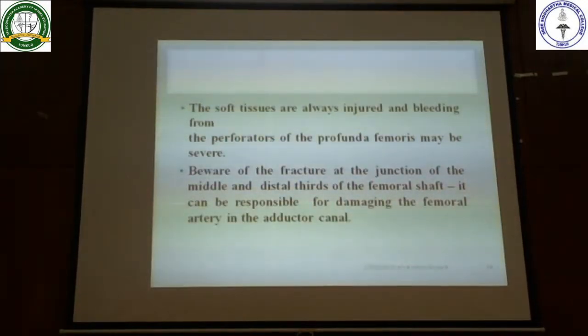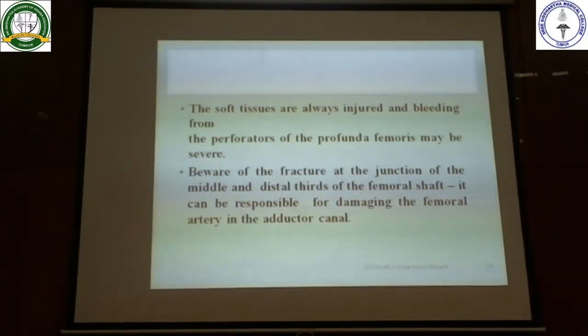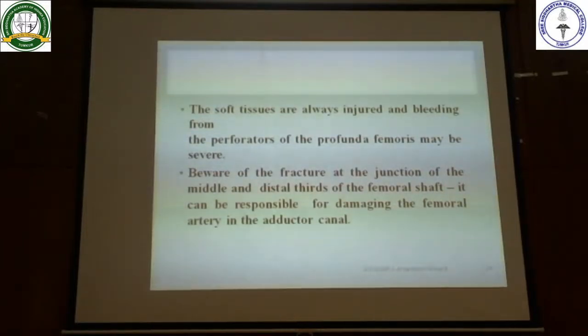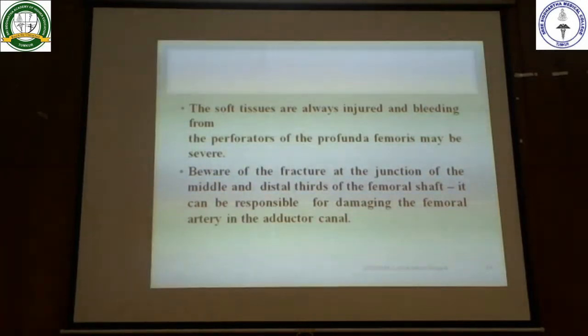The soft tissues are always injured and bleeding from the perforators of the profunda femoris may be severe. We have already seen the blood supply in and around the femur shaft. There is a lot of soft tissue covering the shaft of femur, so especially in open fractures, these soft tissues will almost always be injured and bleeding will take place.